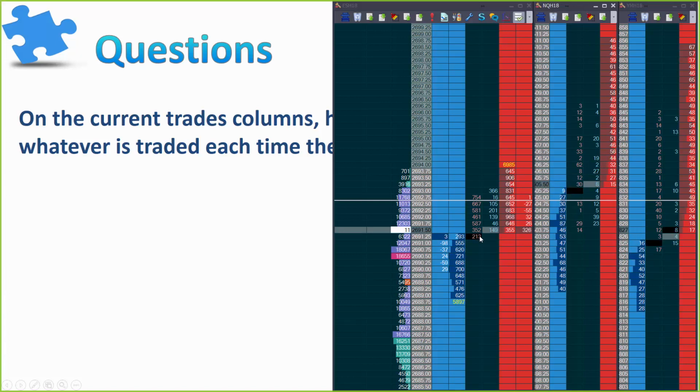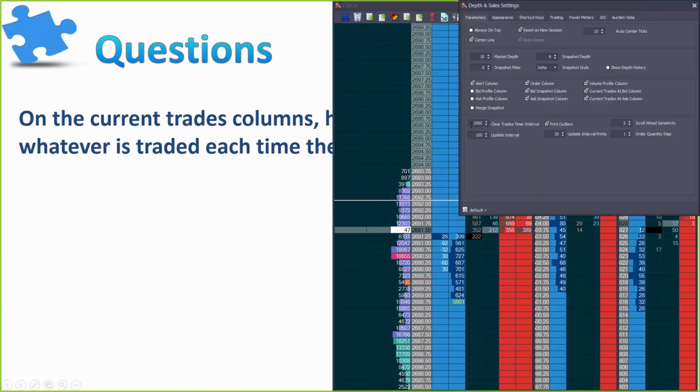Basically what we're saying is, if it leaves that price and comes back and trades it again later, then it'll reset. But if it's just a momentary blip and leaving the area for a second, we want to accumulate and see what's really going to trade there in total. Now, you can change the way that works. The clear trades timer interval specifies how many milliseconds I have to leave a price before it resets when it comes back. So any more than 2.5 seconds away from a price, it'll clear.